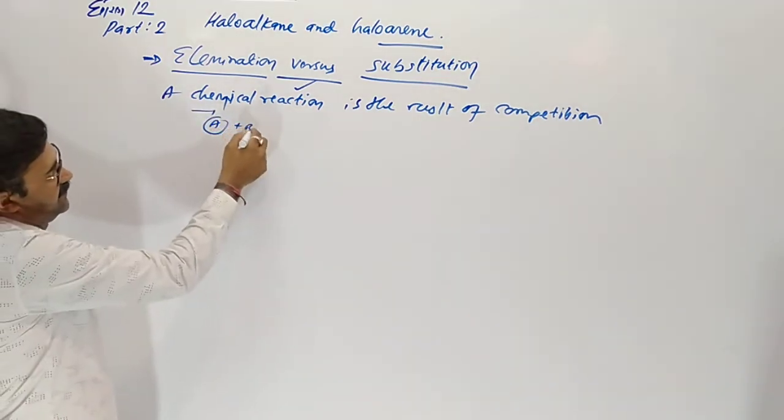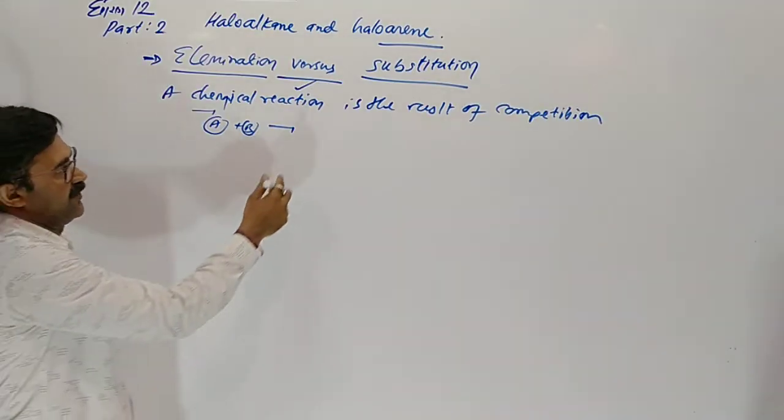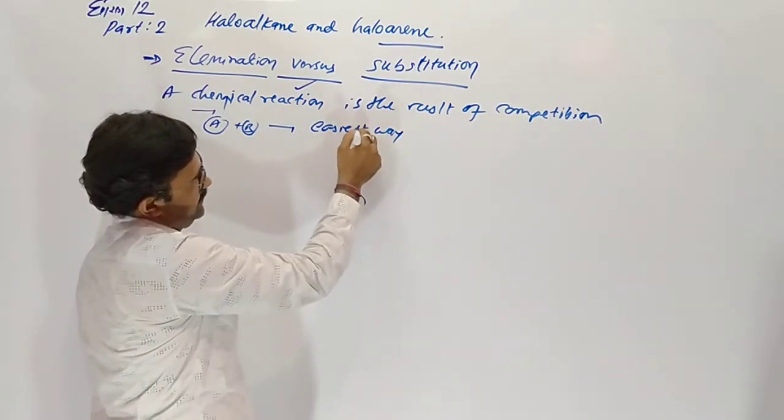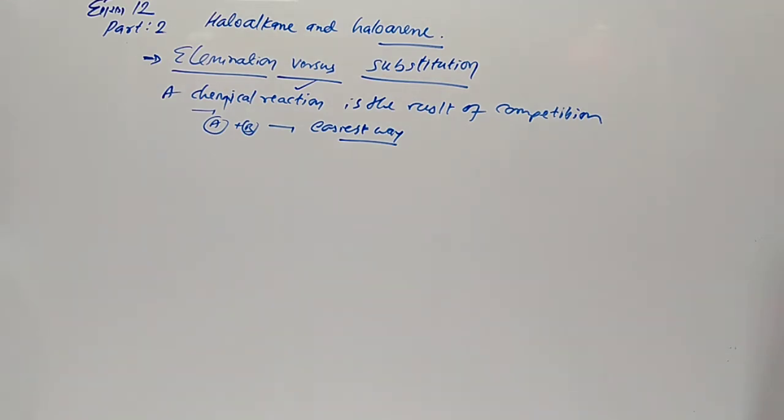A particular reactant chooses the easiest way. Which way is easiest for the reaction, it chooses. What is easier for them?